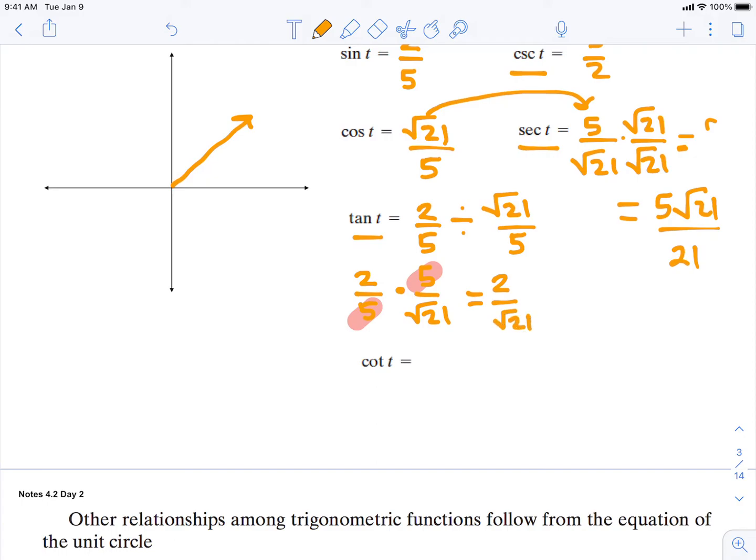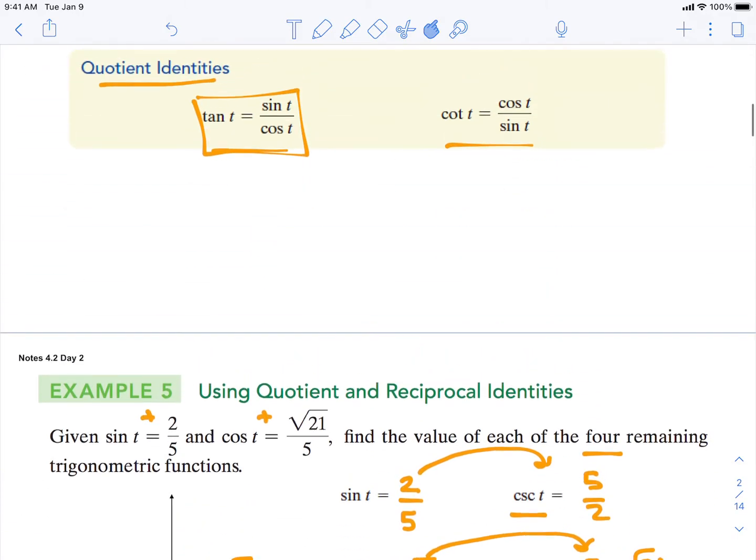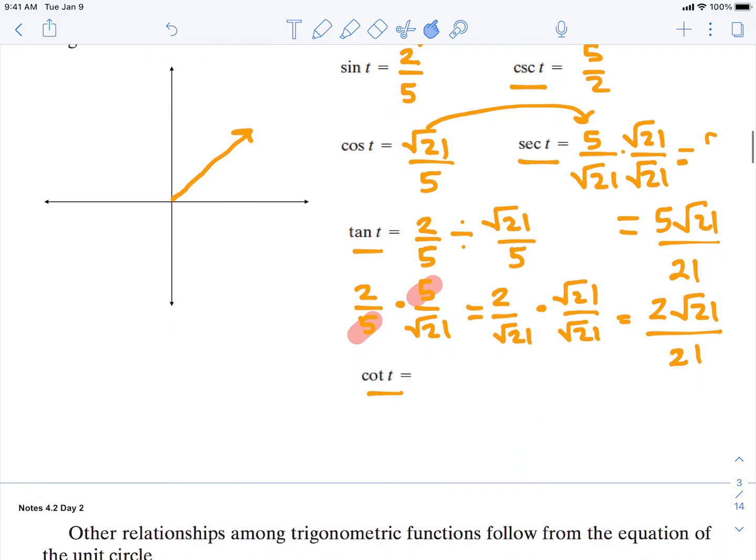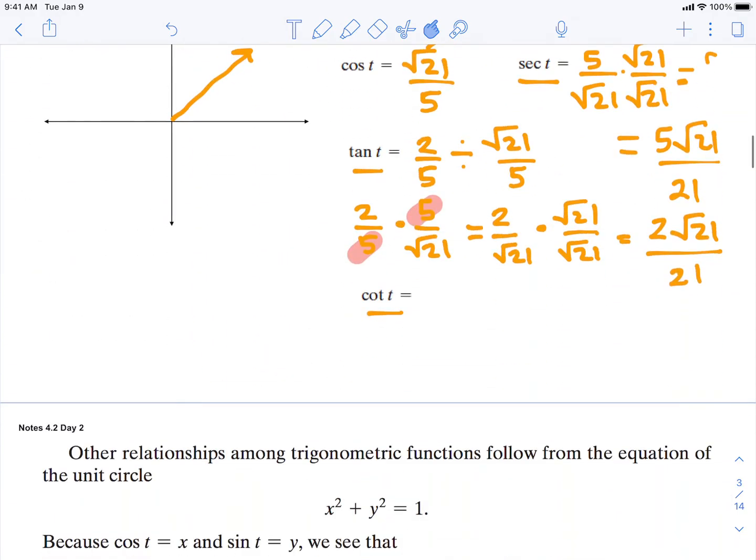Again, in this answer, we have a radical in the denominator, so we're going to rationalize it. So 2 times the square root of 21 is 2 square roots of 21. The denominator, square root of 21 times the square root of 21 is 21. The last trig function, we can have 2 choices. We can use the quotient identity, or if we already know the tangent function, we can reciprocate to find the cotangent. And that's what I'm going to do.